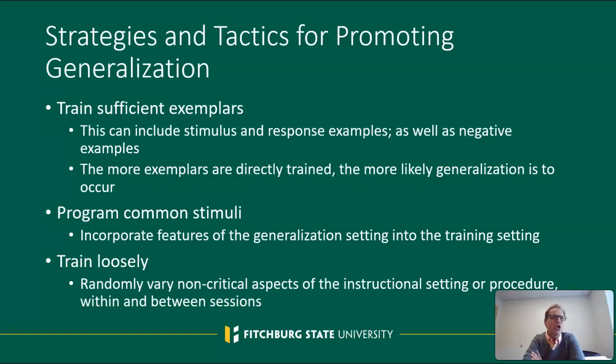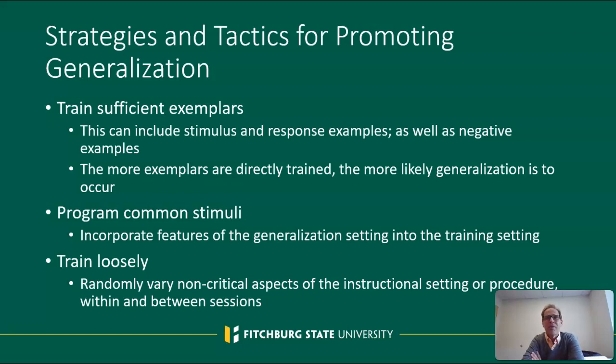Next, we should look to train loosely. And training loosely involves randomly varying non-critical aspects of the instructional setting or procedure, both within and between sessions. So there are some elements of a discriminative stimulus that are required, that have to be what they are to get the response. But there's lots of things that are not, right?